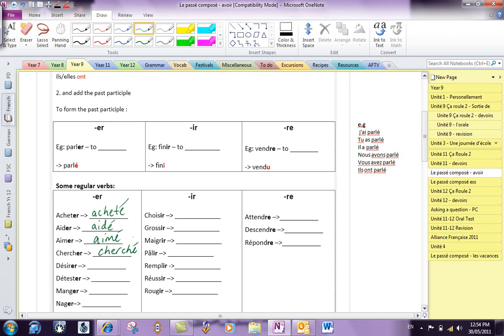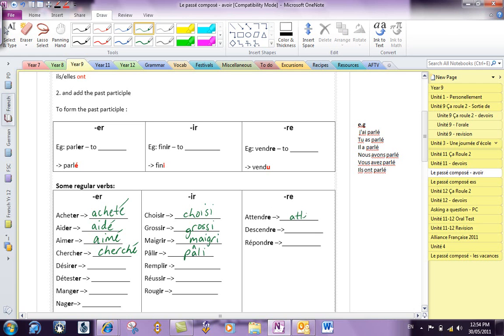Now what about with the IR? What are we going to do there? Choisir. I just knock off the R. Yes, choisir, exactly. Grossir. What does grossir mean? Grossir means to become fatter, to fatten. And then the opposite is maigrir, to lose weight, to become meagre, if you will. And then pâlir, which means to go pale. And then attendre, if we're moving on to the RE ones.